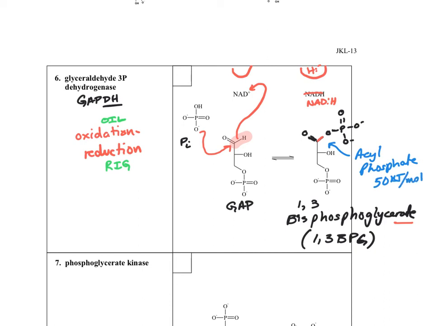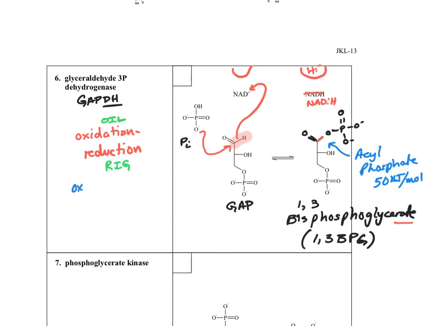Now, let me put it this way. Over here, we have a phosphate. That's just nothing. It has no energy to it at all. And all of a sudden, we attach it onto this carbon, and we have a 50 kilojoule per mole currency. It's like dropping a penny and looking down and seeing a $50 bill. It's almost like magic, but it's not. Let me tell you what exactly is going on here.